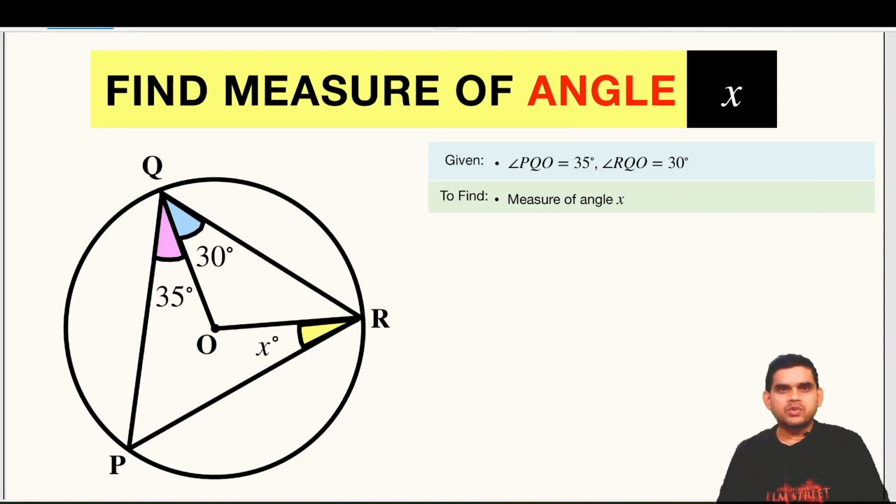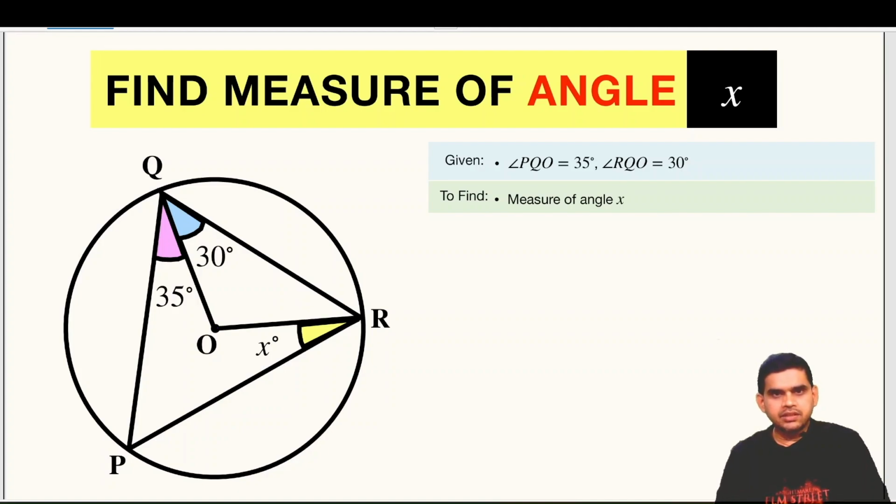Today I am back with an interesting question. So let us see. In the question, a circle is given whose center is at point O. Now angle PQO is 35 degrees, angle RQO is 30 degrees, and we are asked to find the measure of angle X, that is angle ORP.